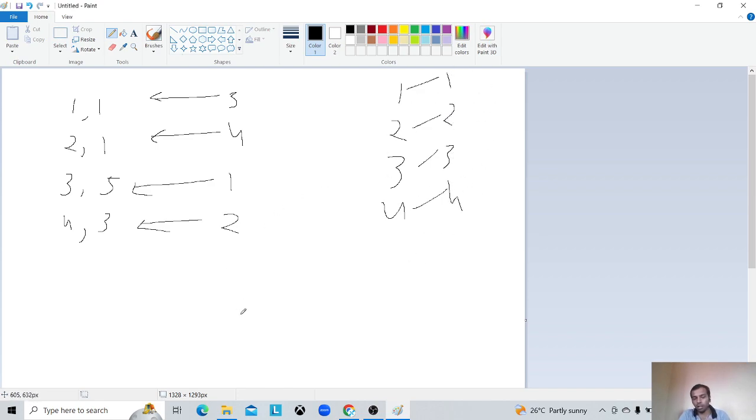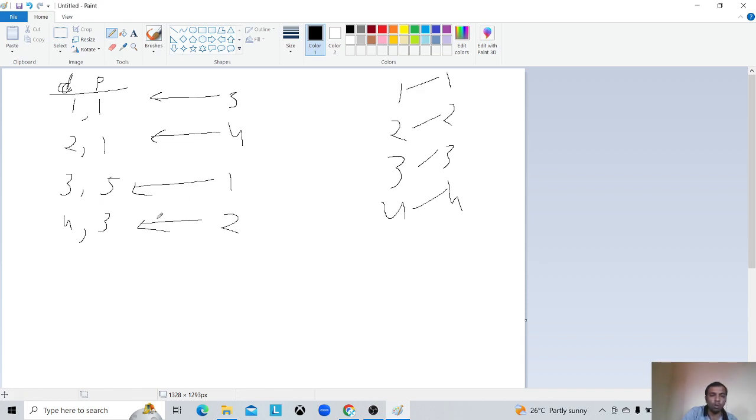But if it is a priority queue, then with the number that I am inputting, I would input a priority. This is the data and this is the priority. So 1 would have priority of 1, then 2 would have priority of 1, 3 would have priority of 5, and 4 would have priority of 3. If I enter the data like this, then the element with the highest priority would come out first.